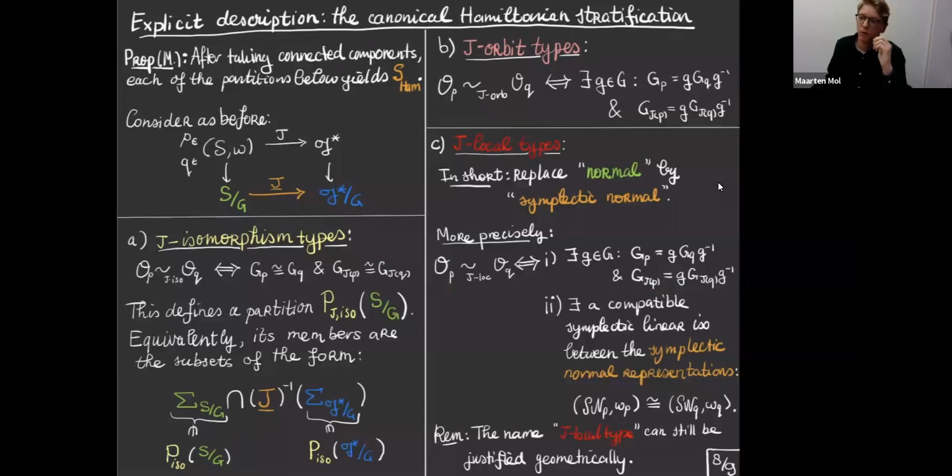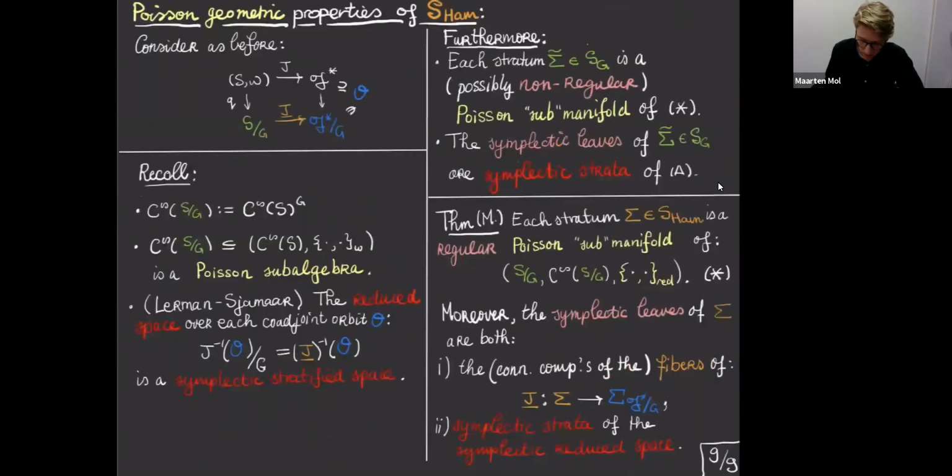And as before, one can give a more geometric interpretation of when two such orbits are equivalent in terms of a local model for the momentum map, saying that around two such orbits, the momentum map looks the same. But I will not go into detail about this now. Rather, I would like to discuss finally the Poisson geometric properties of this stratification.